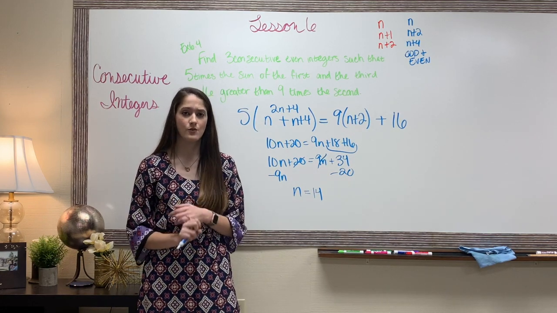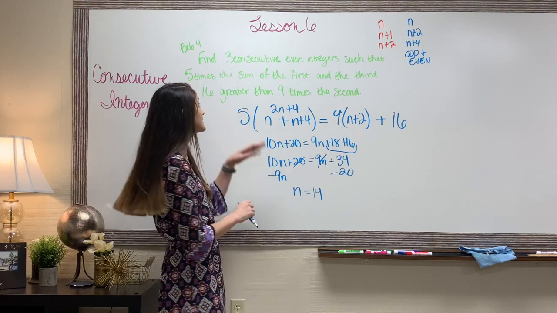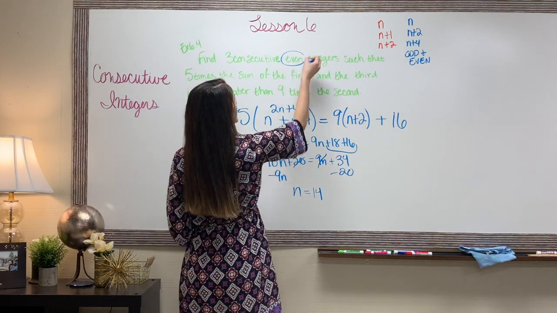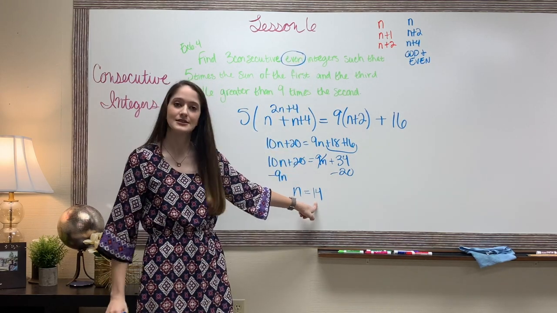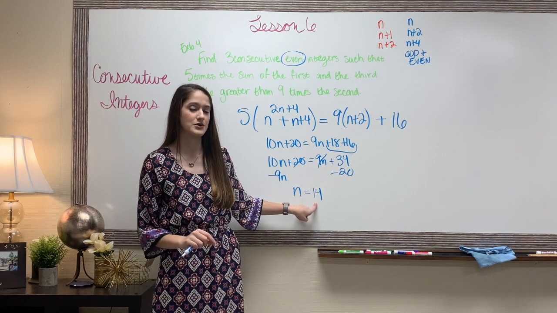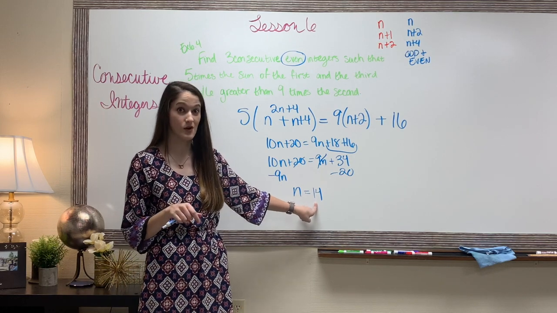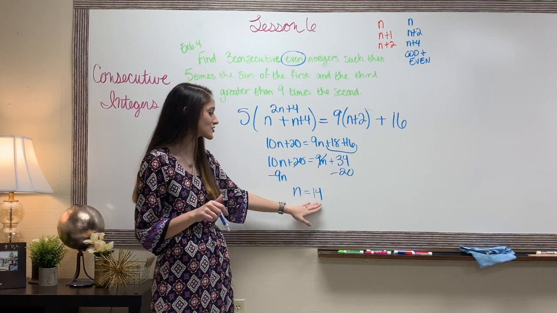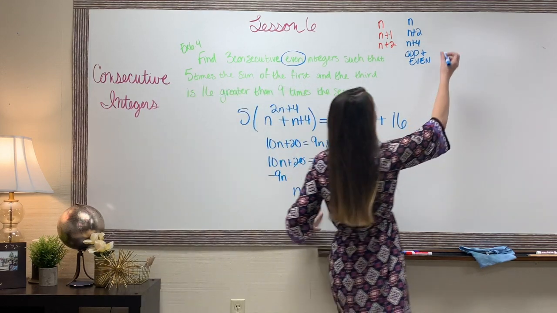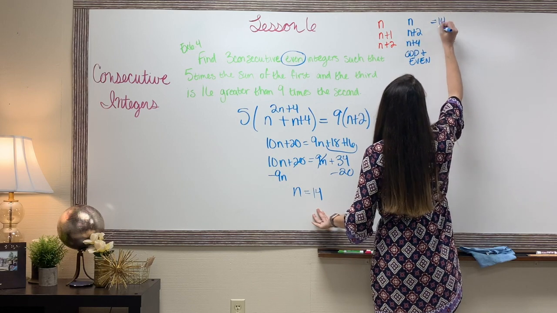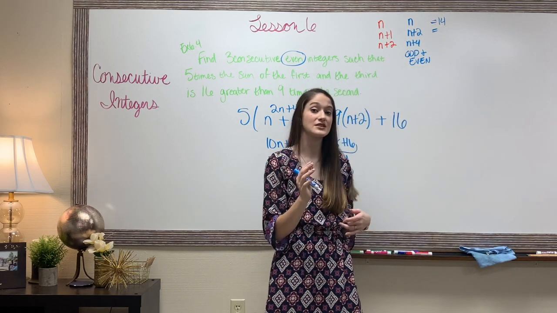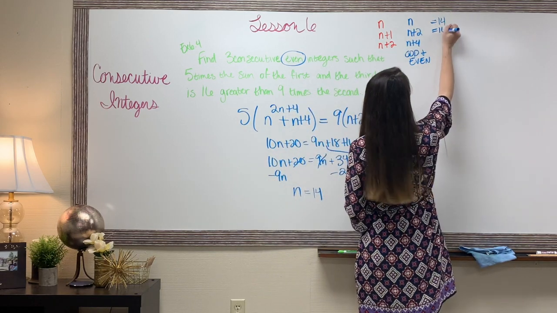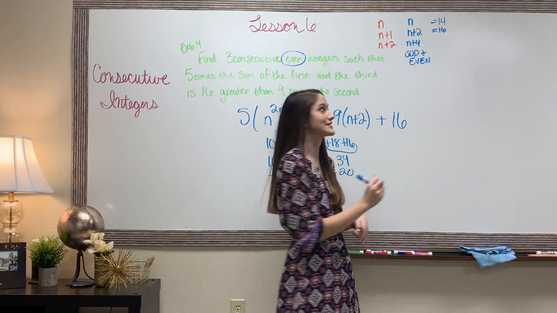What was the question wanting me to find? It said even integers. Did I get an even integer for my first question? Yes, I did. Okay, so we're off to a good start. But it wants 3 consecutive even integers. So what comes after 14? Well, 14 plus 2 is 16. And 14 plus 4 is 18.